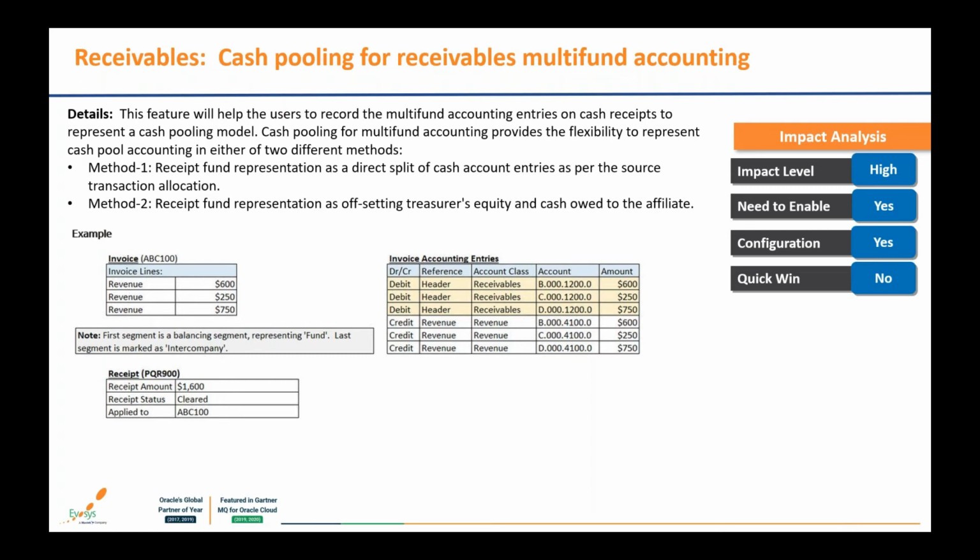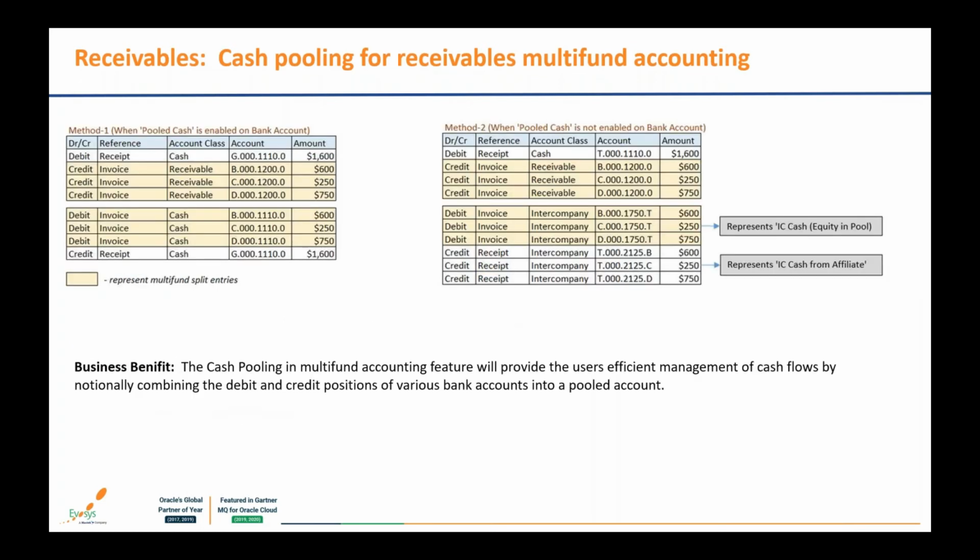But whenever the receipt was created against that particular invoice, because the cash account, the bank account, was one, since it was received in only one particular bank account, the intercompany accounting for the whole invoice was getting generated at the time of receipt, which you could see from my next slide. As you can see, before cash pooling is available, my intercompany accounting is generated at the receipt level.